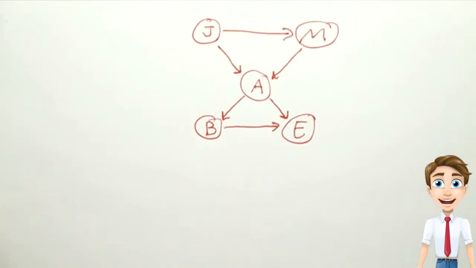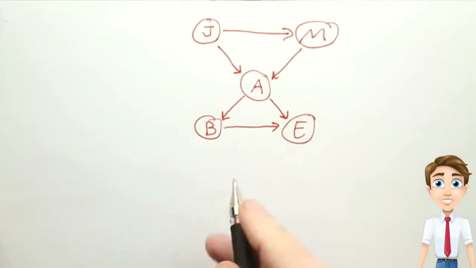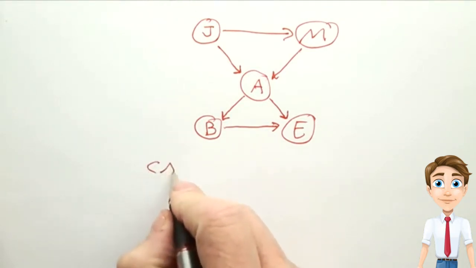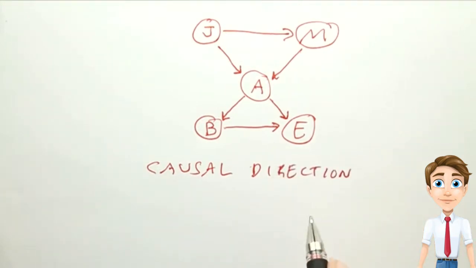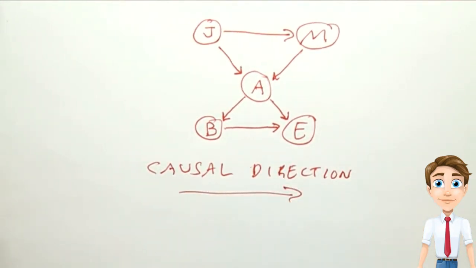The moral is that Bayes nets tend to be the most compact and thus the easier to do inference on when they're written in the causal direction. That is, when the networks flow from causes to effects.